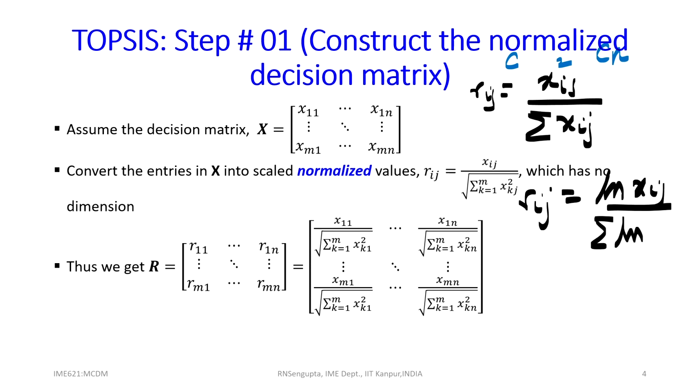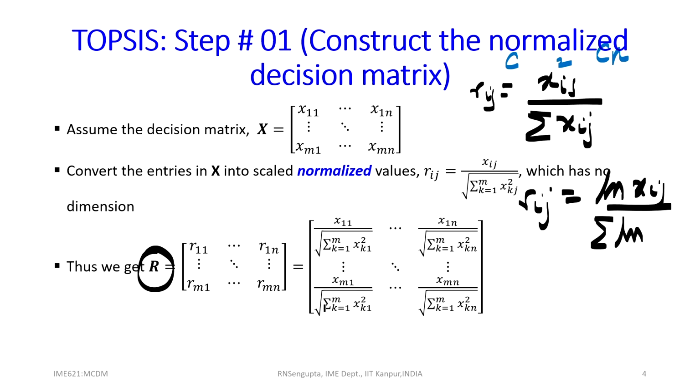So, convert the entries in X into a scale normalized one, and once you have that, you have the matrix which is bold R. If you remember, I mentioned that you have to multiply the weights with the normalized matrix X, that normalized matrix is R. So, once you normalize, you will get the R matrix. Now, the question is, the normalization has to be done row wise or column wise. That would depend on how the overall values of x had been given to you.